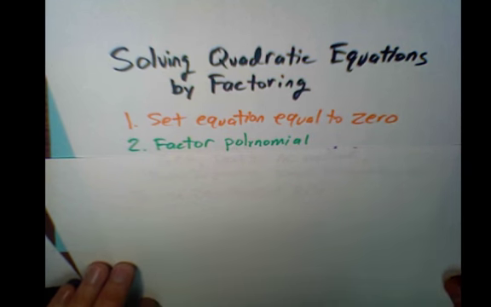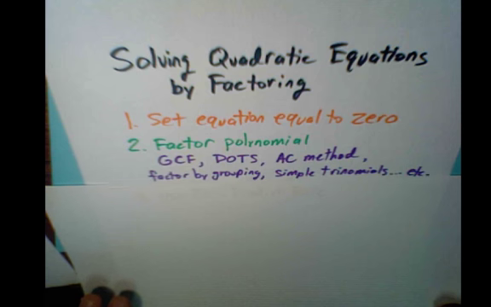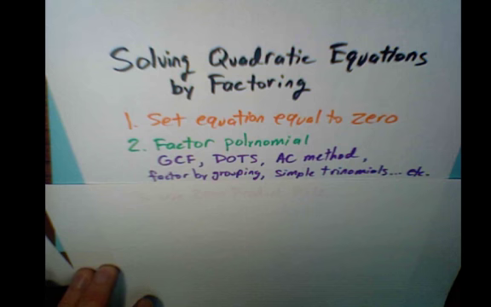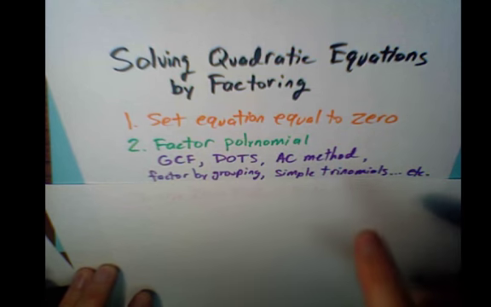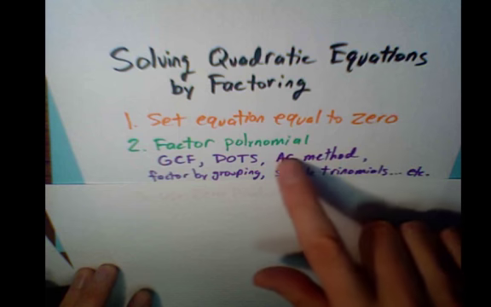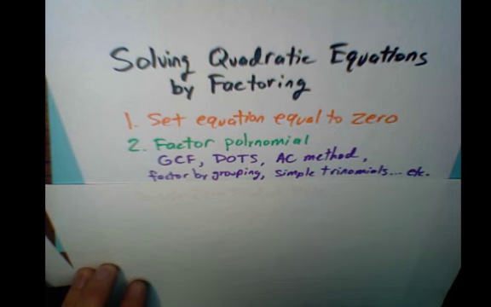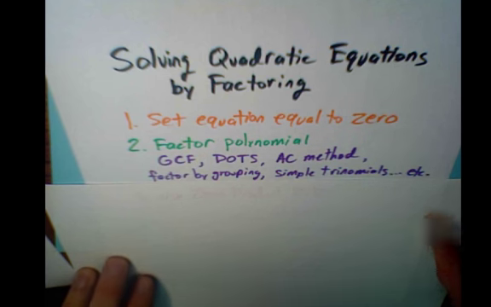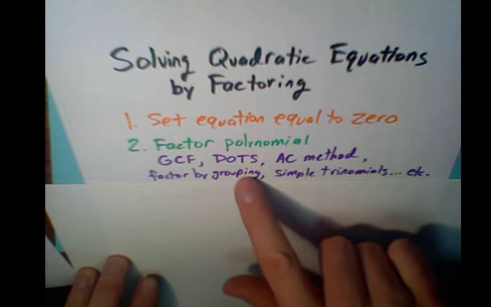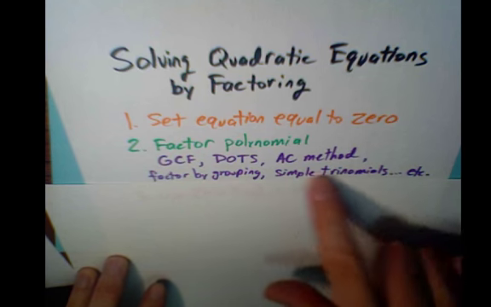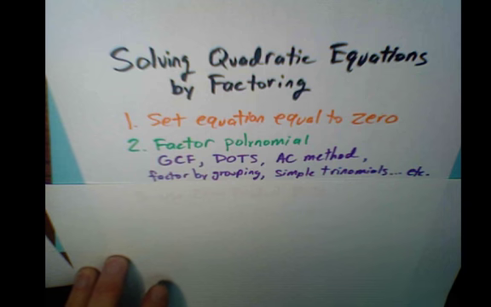You should have several of these techniques in your bag of tricks, but some very common ones are to look for a GCF, to find the difference of two squares or dots. AC method is very common with trinomials that don't have a leading coefficient of 1. Factor by grouping is used for 4-term polynomials, and simple trinomials are ones that are pretty easy to solve.